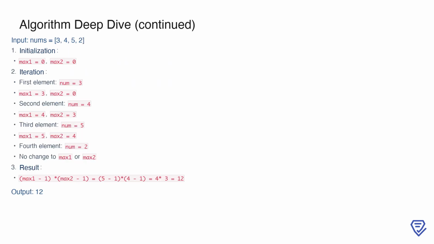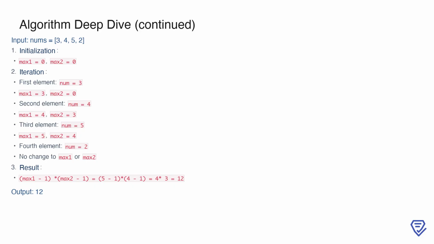Let's walk through an example to see the algorithm in action. Suppose the input array is nums equals [3, 4, 5, 2]. We initialize max1 and max2 to 0. As we start iterating, the first number is 3. Since it's greater than max1, we update max1 to 3.